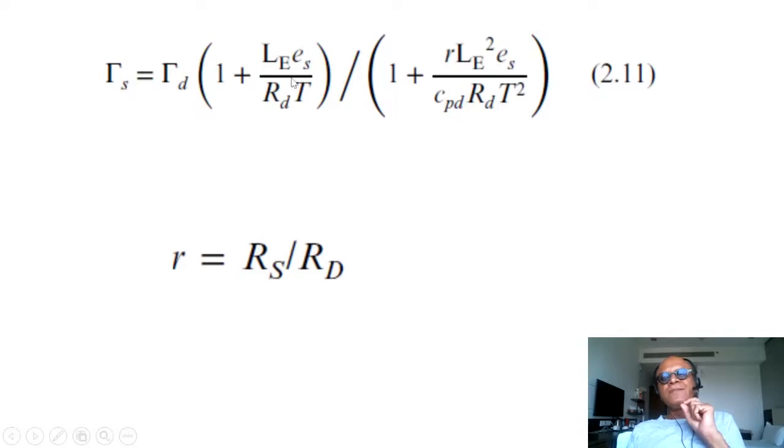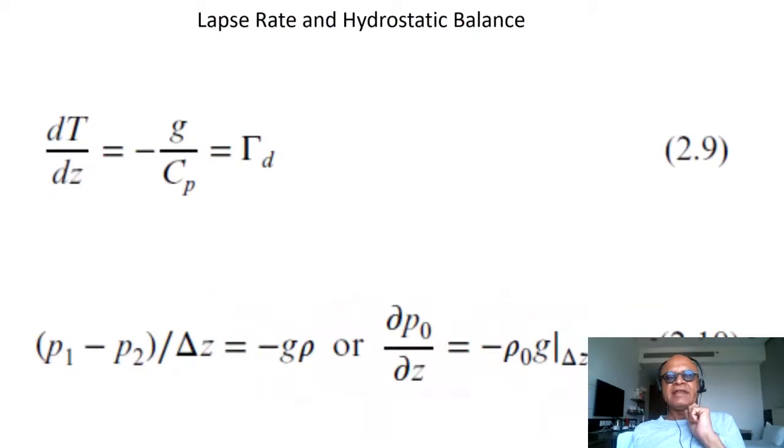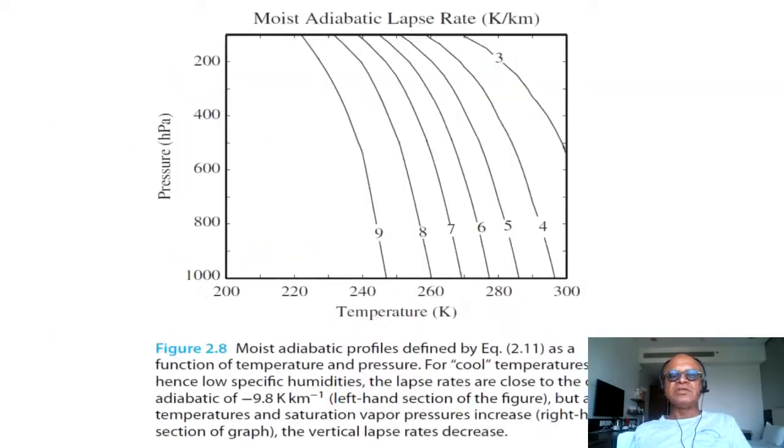Okay. So this is again a complicated looking relation, but just remember again the nonlinear dependence of water vapor on temperature, and there is this temperature squared term in it. This is where this difference comes from. Why dry adiabatic lapse rate and moist adiabatic lapse rates can be so different.